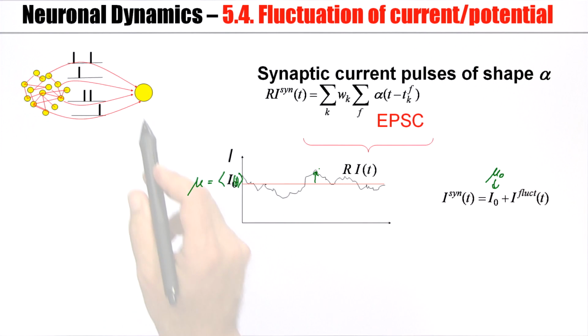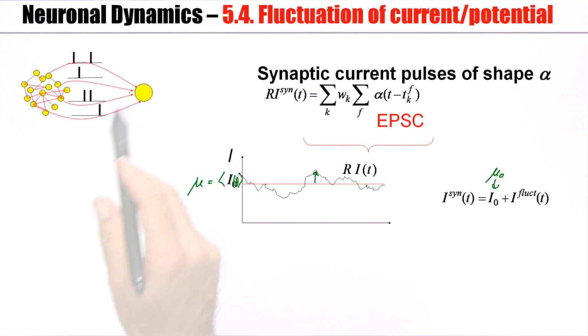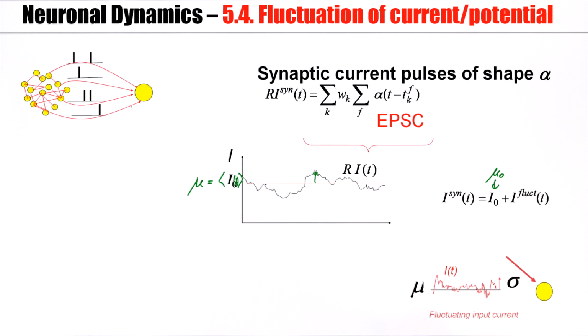So what this neuron sees here is a total input current. That's just a fluctuating current, fluctuating around some mean value mu. And so in that sense, a neuron embedded in the network is very similar to an isolated neuron driven by a fluctuating current with a certain mean mu and a certain variance of the fluctuations called sigma. So this is the input current.